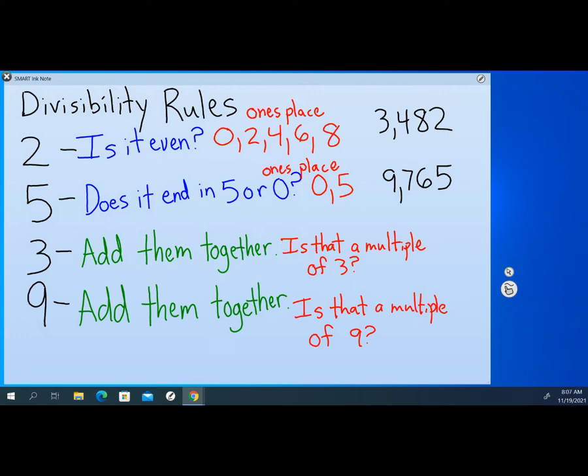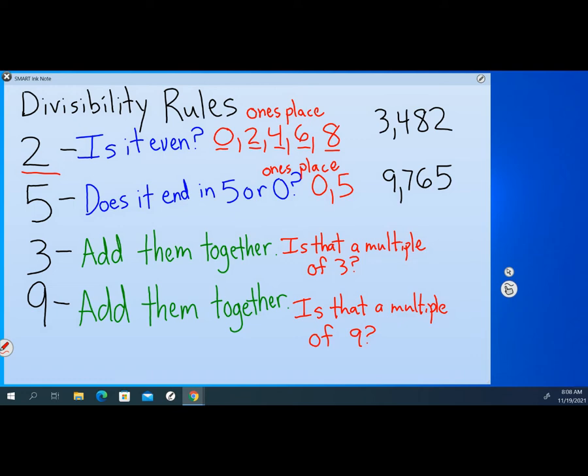Okay? So, for instance, if I'm trying to divide a number by 2 or trying to figure out if 2 goes into it, all I have to figure out is, is it an even number? Okay? 2 goes into any even number. An even number is a regular number that ends in 0, 2, 4, 6, or 8 in the ones place. Once I see that number there, I automatically know that 2 will fit into it.